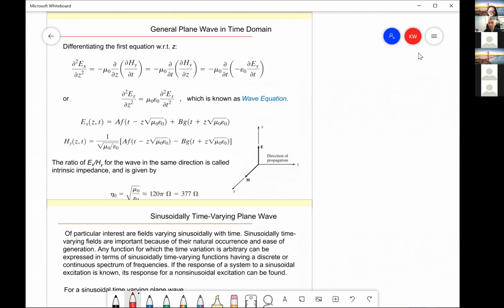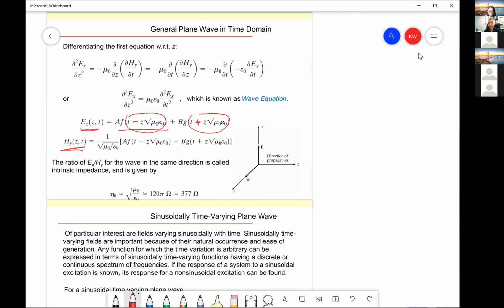Then we found that under such conditions, the Ex field has a solution, and the magnetic field in the Y direction also has a solution. The solution contains two components. One is an arbitrary function with the argument t minus z over v_p, and the other function has the argument t plus z over v_p.